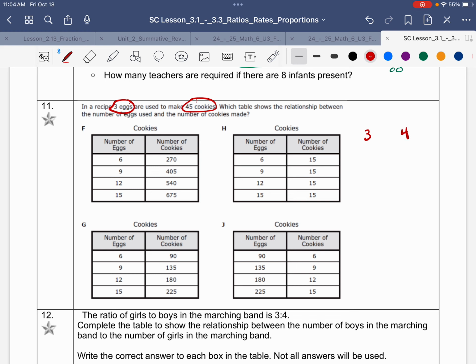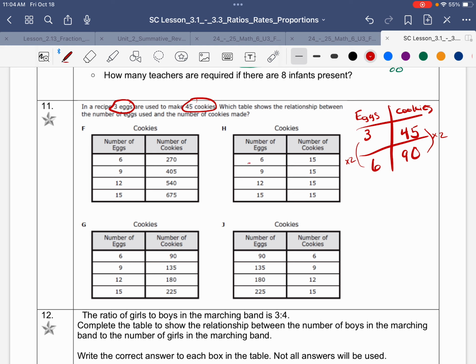3 eggs, 45 cookies. This is eggs. This is cookies. So we're going to be looking for the first number in all of them is 6. So to go from 3 to 6, we know we would do times 2. So we would do the same here times 2. 45 times 2 would give us 90. So 6 eggs should give us 90 cookies.